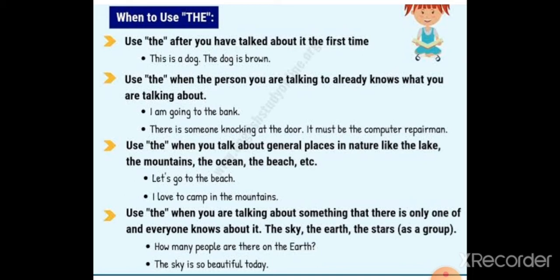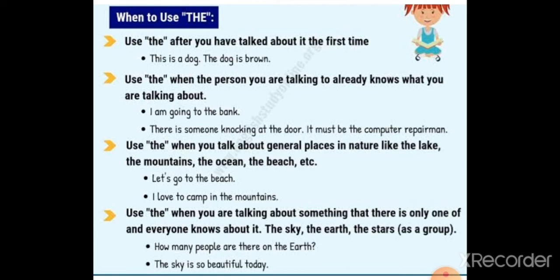Now next, use "the" when the person you are talking to already knows what you are talking about. Okay, so this is the second rule कि we use "the" when हम किसी ऐसी चीज़ के बारे में बात कर रहे हैं, जिससे भी बात कर रहे हैं, जो भी सेकंड पर्सन है वो ऑलरेडी जानता है उसके बारे में पहले से कि हम किसके बारे में बात कर रहे हैं. फॉर एग्जाम्पल, I am going to the bank.